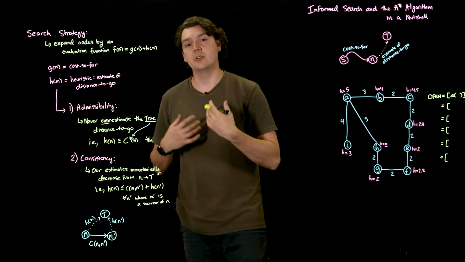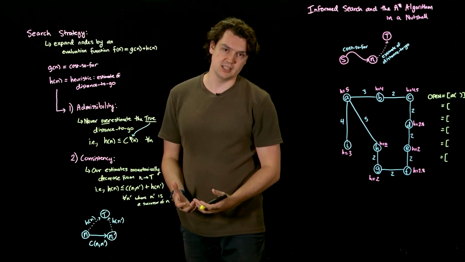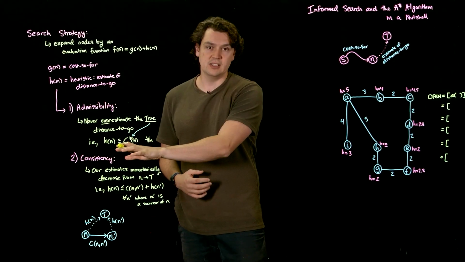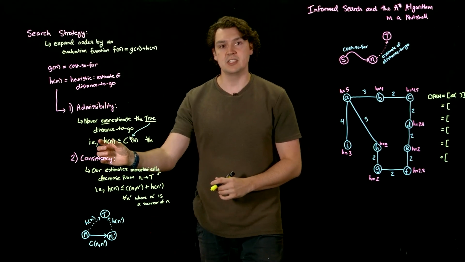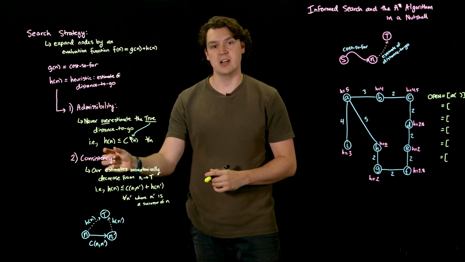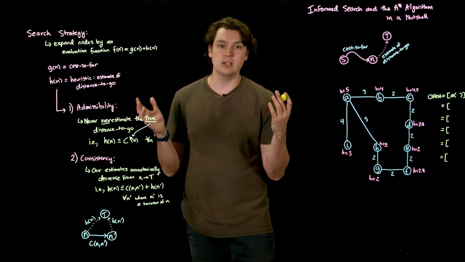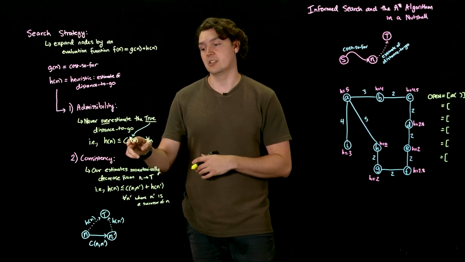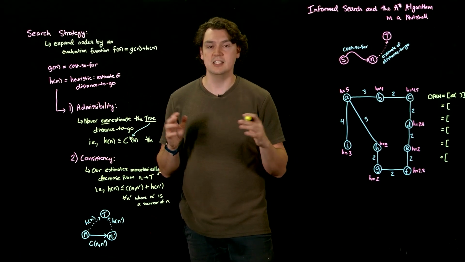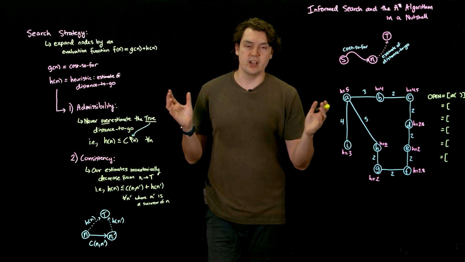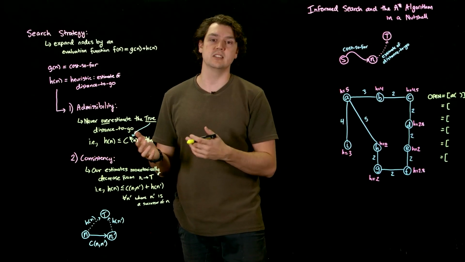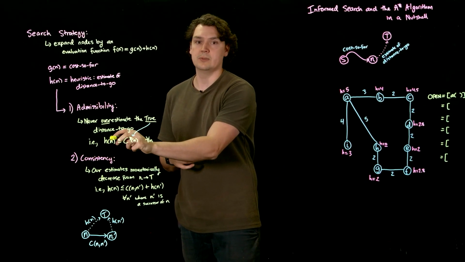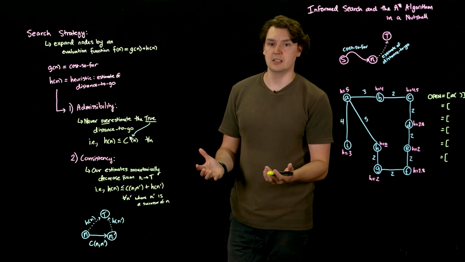You have to make sure that your heuristics are optimistic, okay? Mathematically, that's the same as saying our heuristic estimate from some node n has to be less than or equal to, it cannot overestimate, the true distance, which we represent as c star of n. From node n, the true cost is c star, and our estimate has to be less than or equal to that.